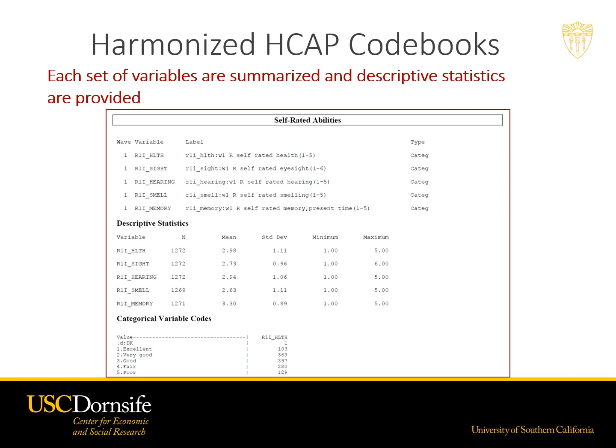In each section of the Harmonized codebook, we summarized each set of variables and provided descriptive statistics for most variables. This example shows self-rated abilities variables that are available in the Harmonized ELSA HCAP data file. The ELSA HCAP asks respondents to self-rate their health, eyesight, hearing, smell, and memory. Here, the sample size, mean, standard deviation, and the minimum and maximum values are provided for each variable.